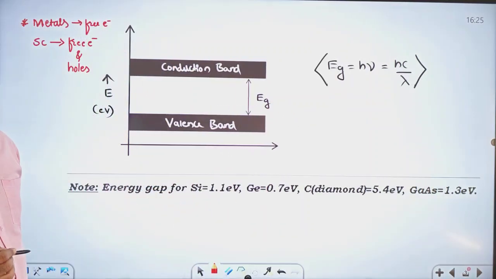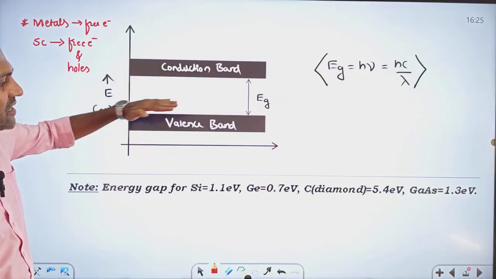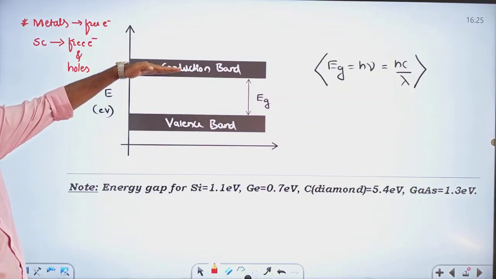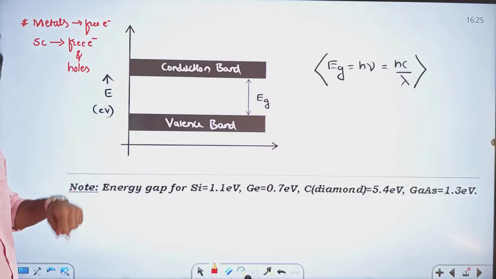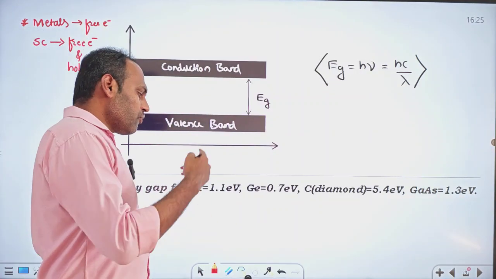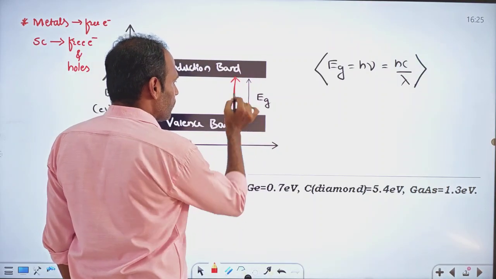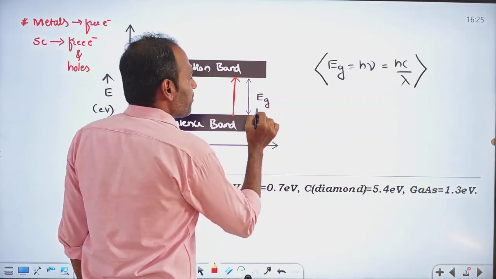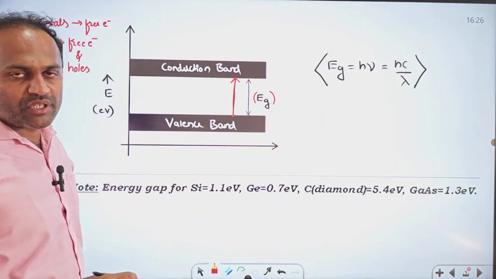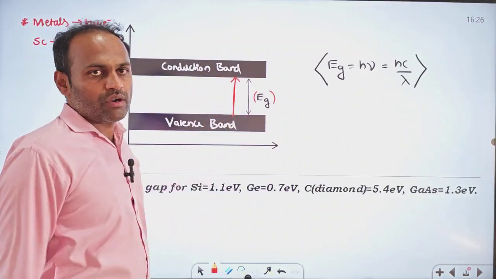Forbidden energy gap is the gap between the lowest energy level of the conduction band and the highest energy level of the valence band. That difference is the energy gap. If you want to shift any electron from the valence band to the conduction band, the minimum energy that you should give is equal to Eg. That is, you must give as much energy as the energy gap, then only the electrons will shift from valence band to conduction band.